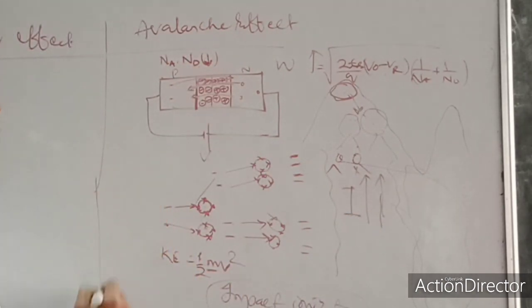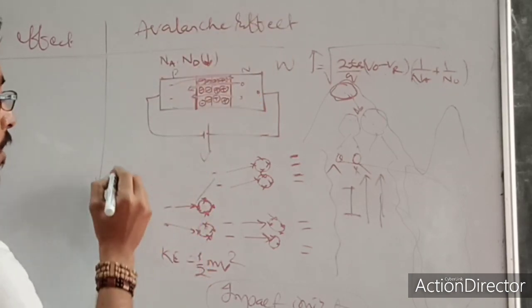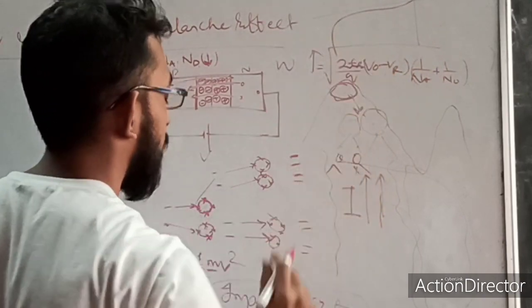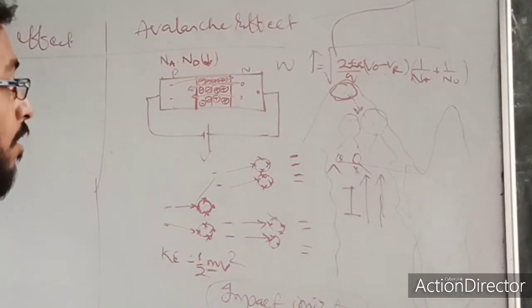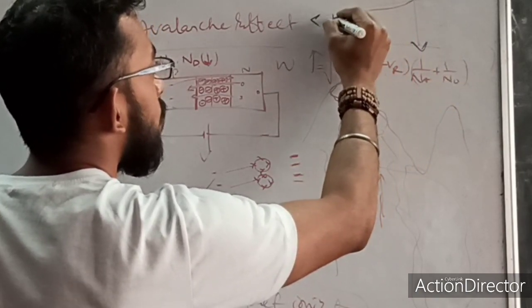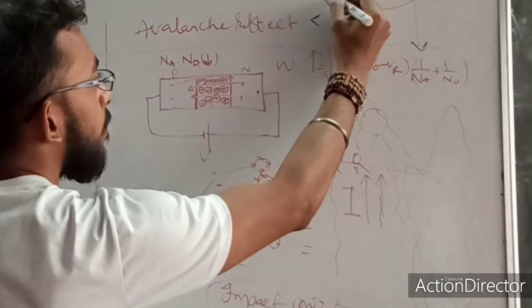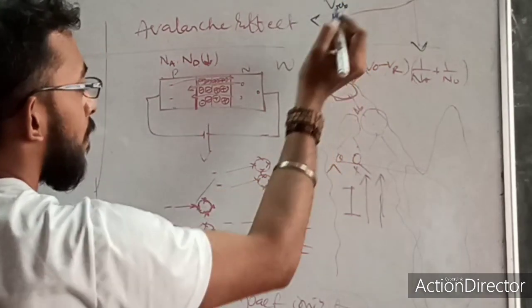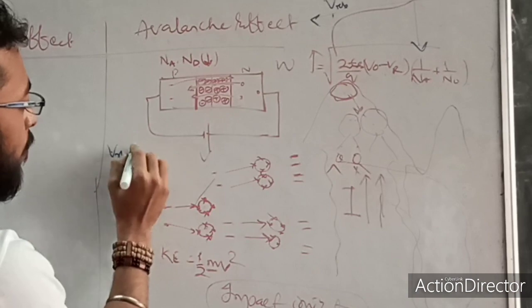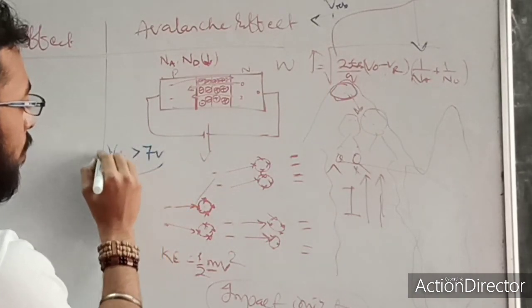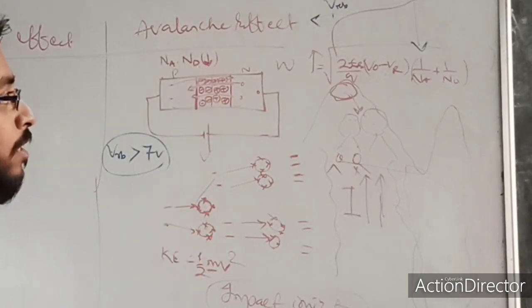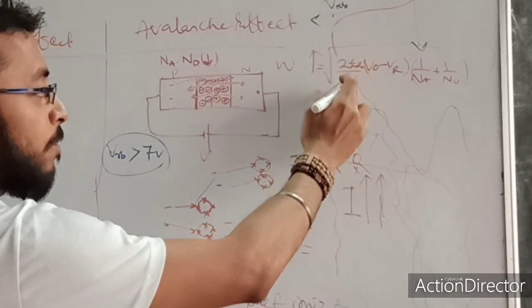So at what voltage does this avalanche effect occur? As I told, this is my graph. This is the voltage, this is the current. This voltage, let's say, is VRB, the reverse bias breakdown voltage. When VRB is greater than 7 volt, the avalanche effect will occur, and in this case the current will be very high.